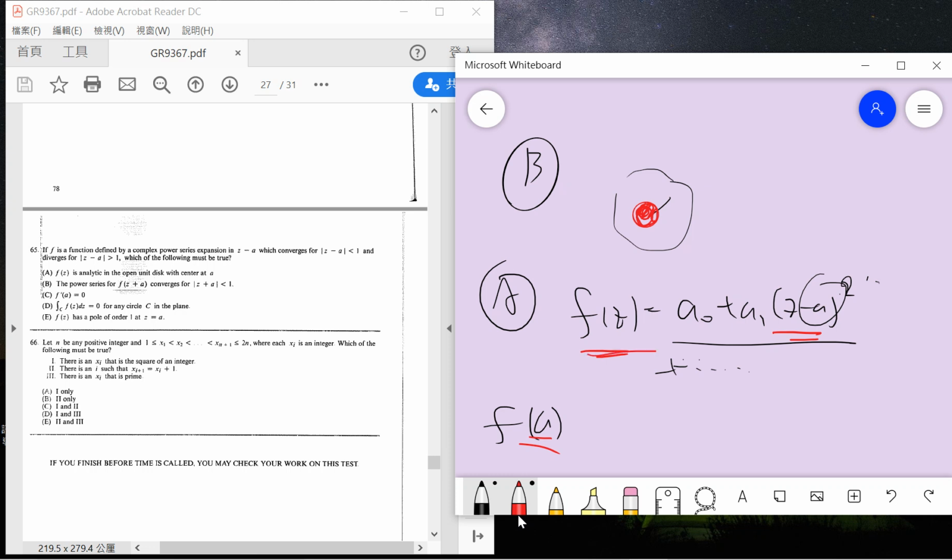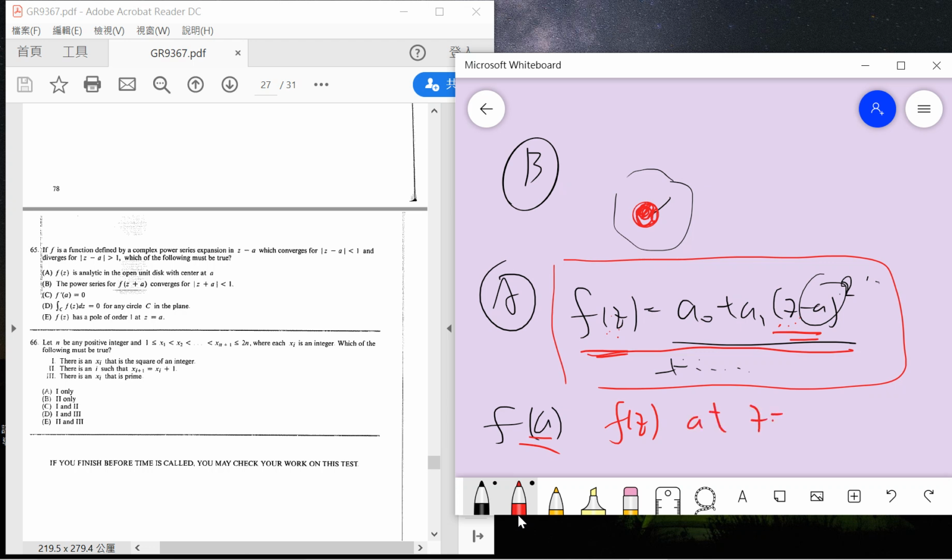And f of z only contains z. So that means f of z at z equals a is holomorphic, because it is defined as a power series of z, and it also converges. So f of z is well defined in the small open ball region. So basically, f of z is holomorphic. So basically, f of z at z equals a is analytic.